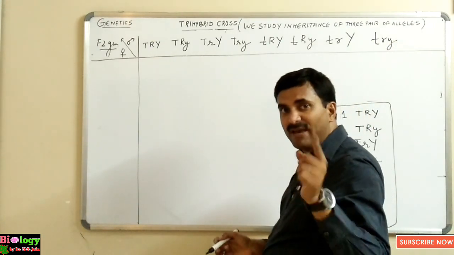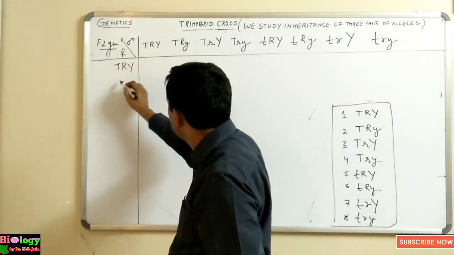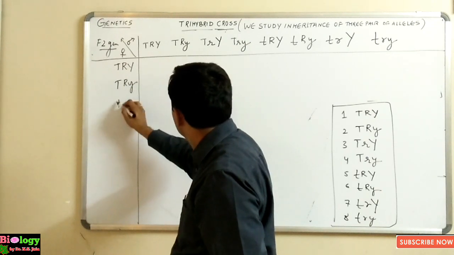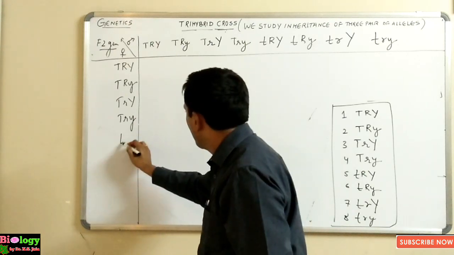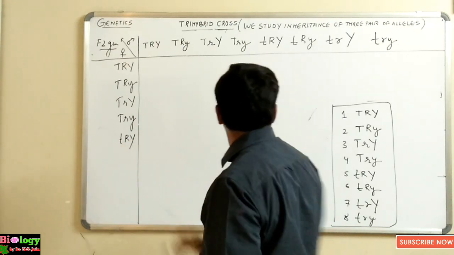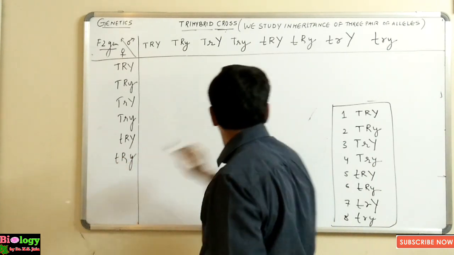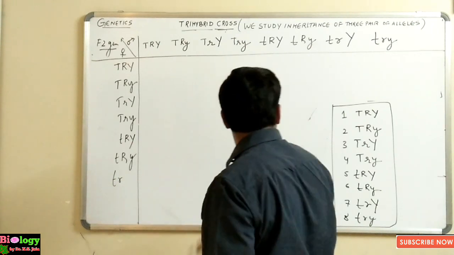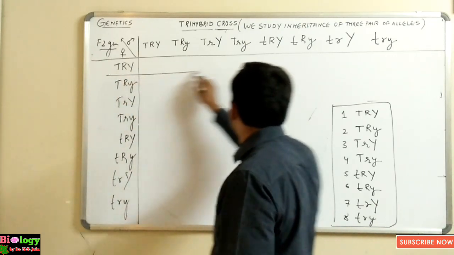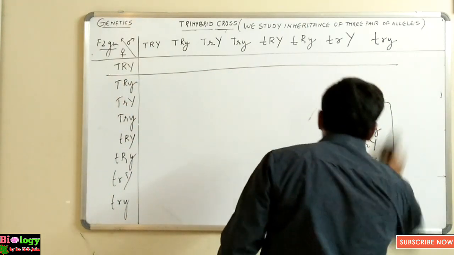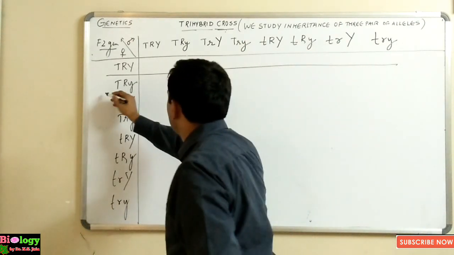And because we self the F1 generation, the same type of gametes can be written here also: capital T, R and Y, T, R, small y, T, small r, capital Y, T, small r, small y. Then small t, capital R, capital Y, then small t, capital R and small y, then small t, small r and capital Y, and then small t, small r and small y. I have made a format here, and you will be able to see that 64 boxes will be formed here. See here.